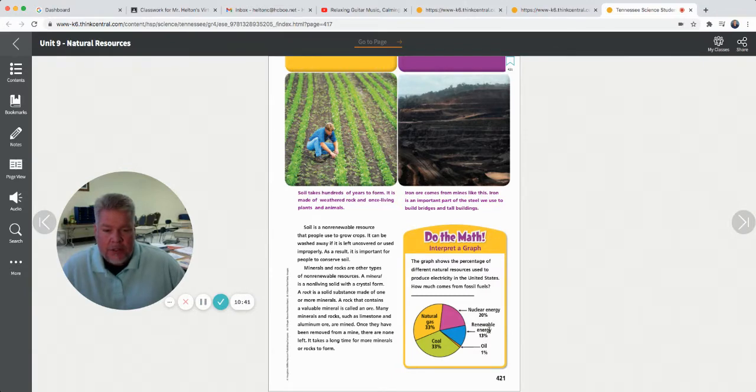Renewable energy sources can produce electricity, like those wind towers we saw that turn, but only 13% of our electricity comes from that. 20% comes from nuclear energy. It's made from nuclear energy. That's a little scary, isn't it? But there's a graph showing how the electricity is produced in the United States.